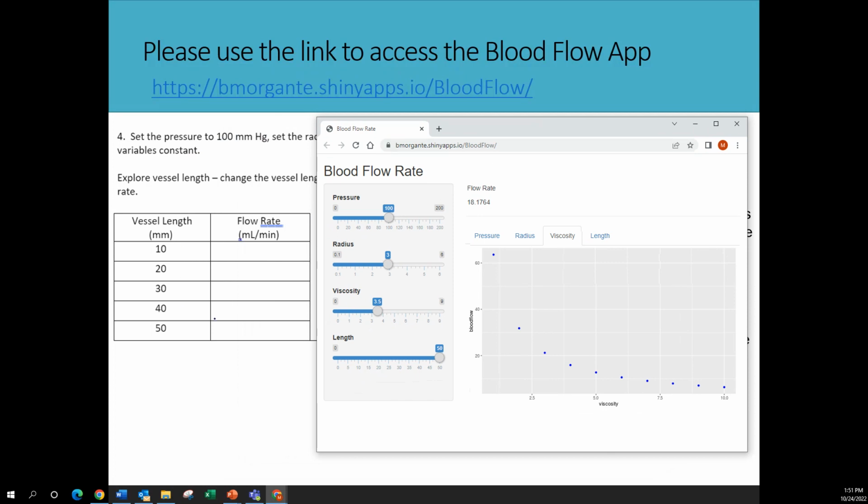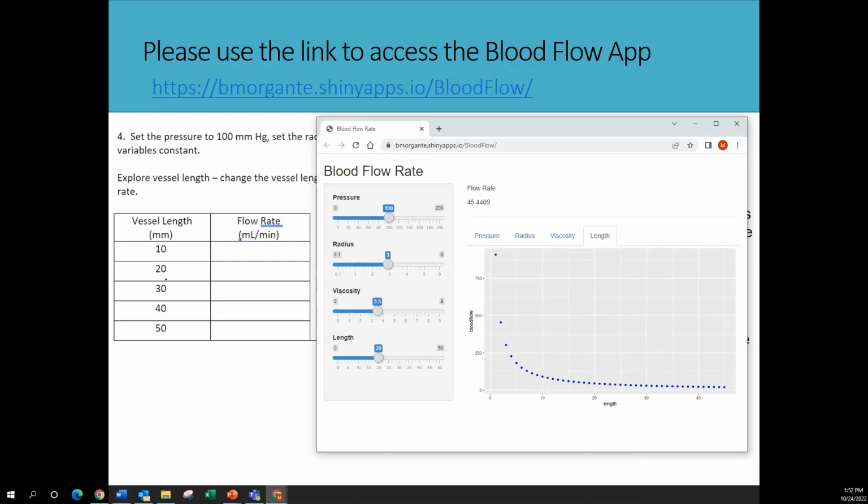And this time I'm changing vessel length. So I'm starting with vessel length at 10. And I want to go to the length tab to see the graph of this. And I see that it is definitely decreasing. There's a curvature to that as well. And so when the vessel length is 10, I read up here the flow rate of 90.8818. And then next I'll be changing vessel length to 20. And so when I change it to 20, I see the flow rate decreases pretty dramatically there down to 45.44.